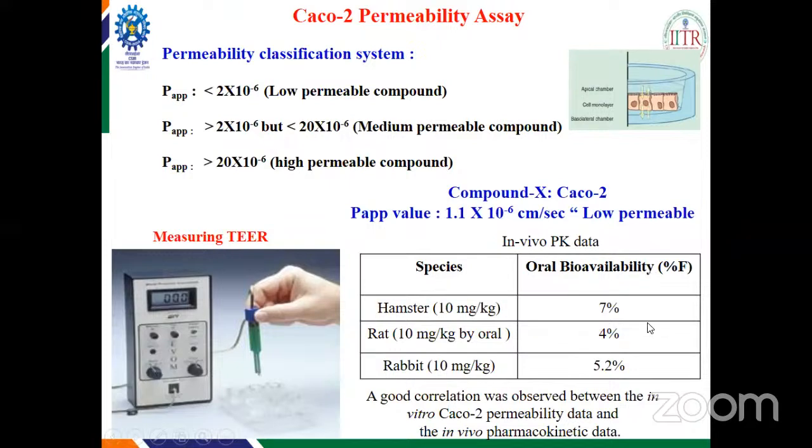And you can see, this is a very simple example I have given here, of how well permeability correlates with the bioavailability of the molecule. This is the in vivo study data conducted in different species: hamster, rat, and rabbit. And you can see that the compound has a very poor bioavailability. And when we did a lot of mechanistic studies, we came to know that the low bioavailability was because of the poor permeability of the molecule, which is 1.1 into 10 power minus 6. So this comes under the low permeable class of molecules. So this is how you interpret the data when you have different kinds of molecules.